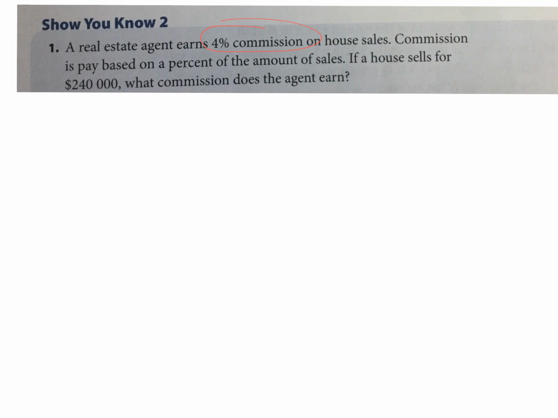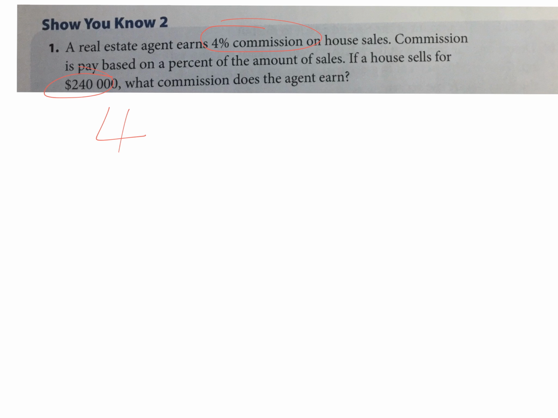4% commission. What that means is that if I sell a house that costs somebody $240,000, well, I don't get the $240,000. I'm going to get 4% of the price of the house. Well, I need to know, how much money am I getting? How much money am I going to earn?